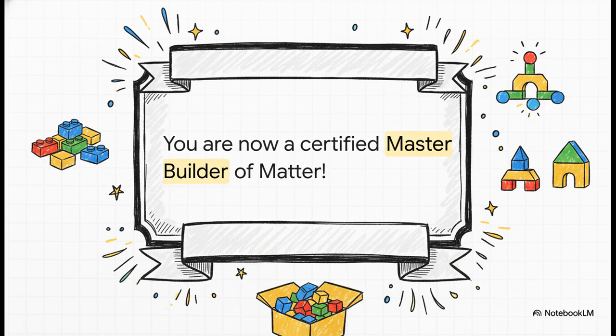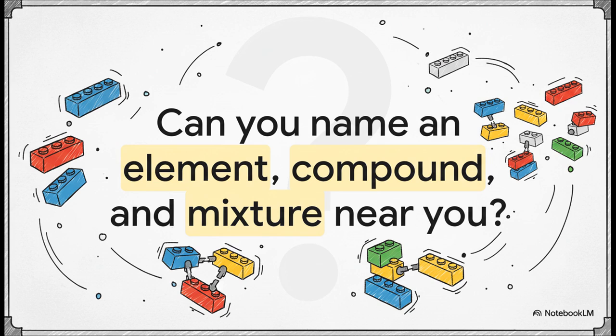And with that, congratulations! You now understand the fundamental rules of the entire universe's construction set. You officially get the difference between the basic pieces, the snap-together creations, and the jumbled-up toy box. So I'll leave you with one final challenge. Go ahead and look around the room you're in right now. Can you spot one element, one compound, and one mixture? Just give it a try. I think you'll be surprised by what you find.